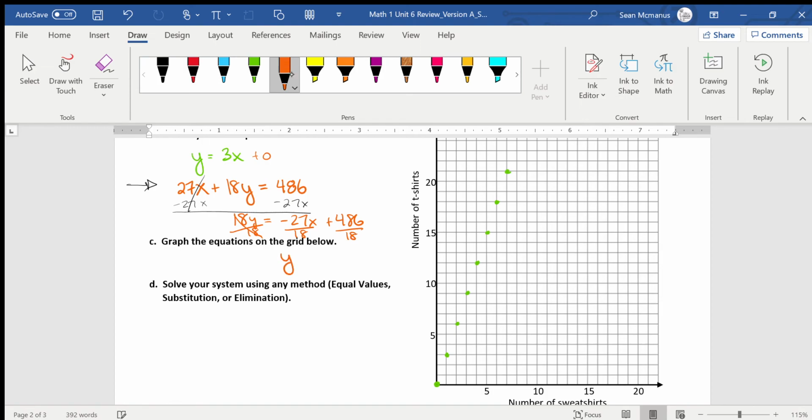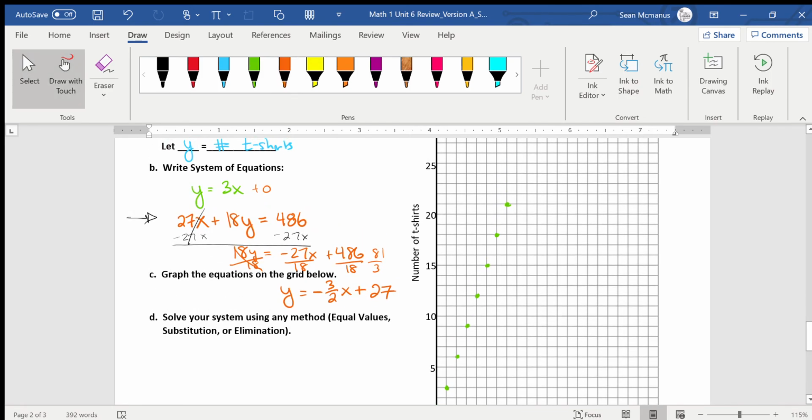So I would end up with y equals negative 27x over 18. I can reduce those by 9, so that'd be negative 3 over 2x plus, and if I reduce this fraction right here, 486 divided by 18 is 27. So my y-intercept is 27.